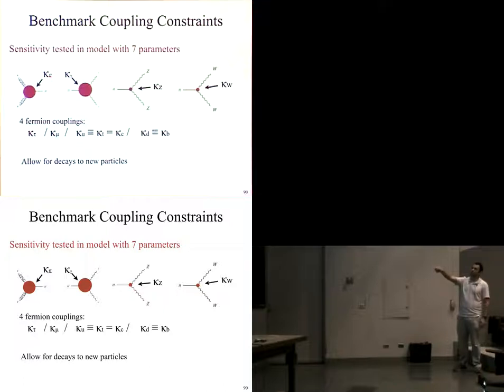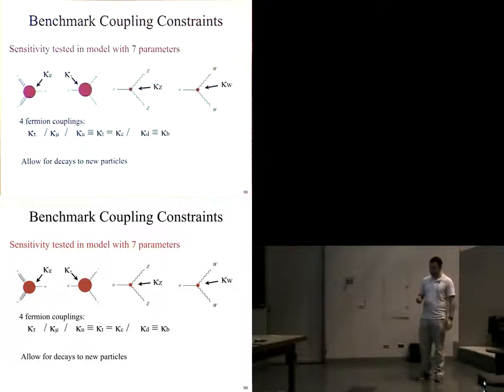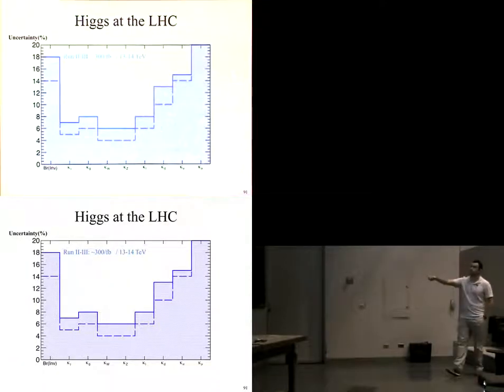Okay, so this is again something that we talked about. We put all of these measurements in terms of these coupling modifiers, and so we have coupling modifiers for the gluon. So this could represent new particles in this loop. We have a kappa gamma that could represent particles in this decay, and then we allow for other modifications of these. So the Higgs decaying to Zs or Ws, those couplings could be modified. And we also put in parameters for the fermion couplings.